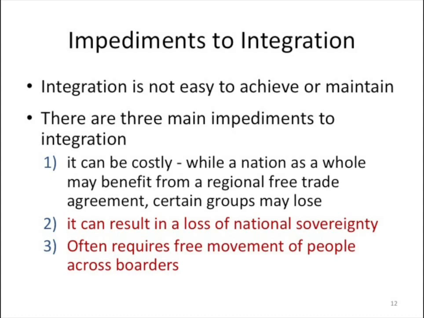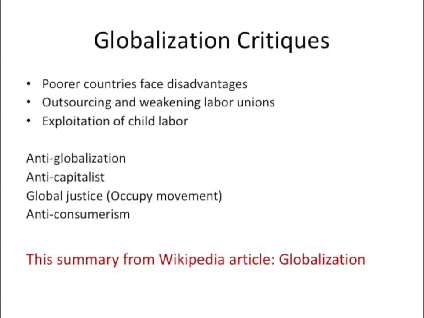Number two, it can result in a significant loss of national sovereignty. That issue has come up in the European Union, and in particular as Great Britain looks to leave the European Union. Number three is that it often requires the free movement of people across borders. So we have to have often open borders for particularly individual countries within the European or the Economic Union. Those can be controversial, as you can see here in the United States.